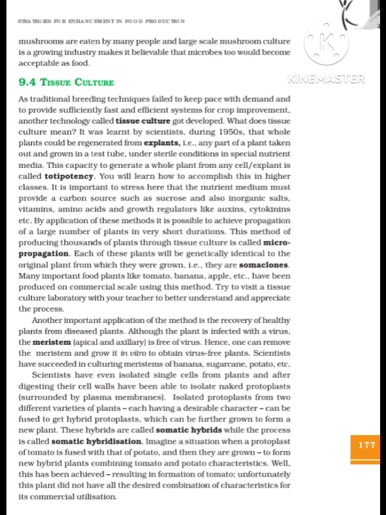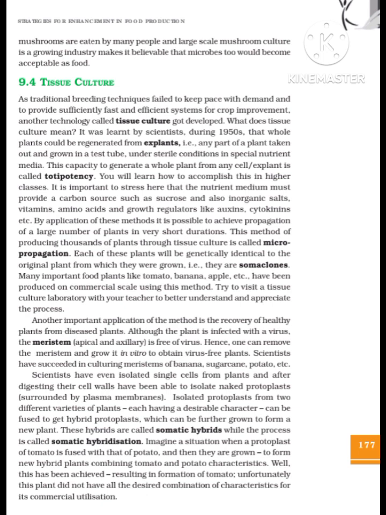By application of these methods, it is possible to achieve propagation of a large number of plants in very short durations. This method of producing thousands of plants through tissue culture is called micropropagation. Each of these plants will be genetically identical to the original plant from which they were grown, i.e., they are somaclones. Many important food plants like tomato, banana, apple, etc., have been produced on a commercial scale using this method. Try to visit a tissue culture laboratory with your teacher to better understand and appreciate the process.